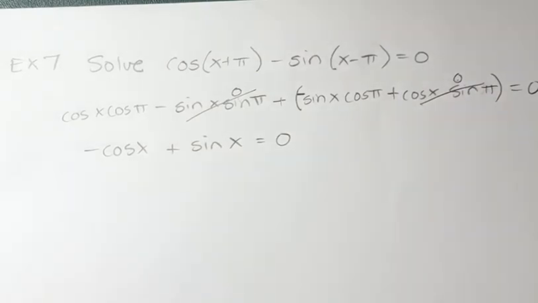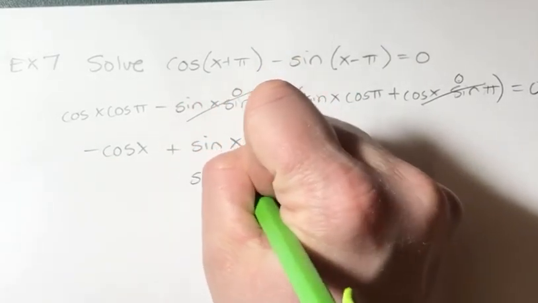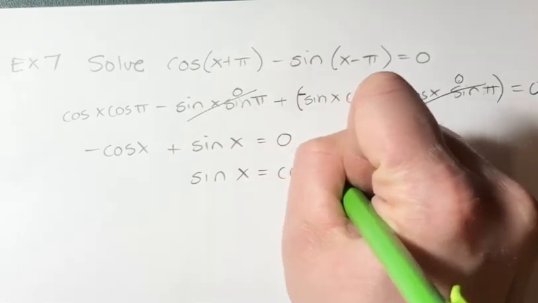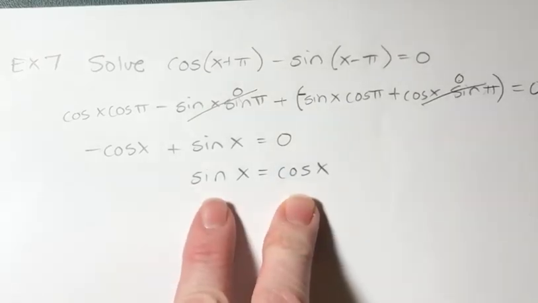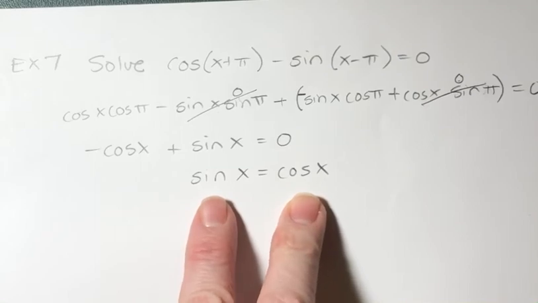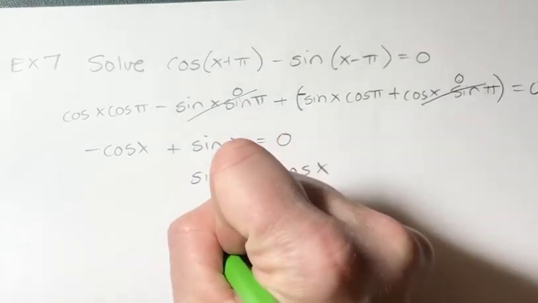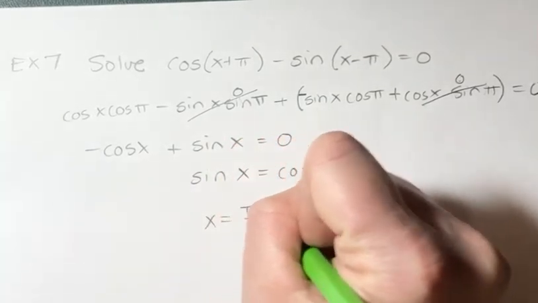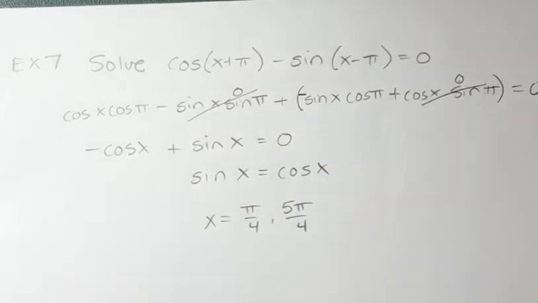So at this point, I'm going to add my cosine to the other side. So I have the sine of x is equal to the cosine of x. Now, a person could square both sides, go through that whole process. But if you know your trig values, you should know where sine and cosine are equal to each other. They're equal to each other at pi-fourths in quadrant 1 and 5 pi-fourths in quadrant 3. And those are my two solutions.